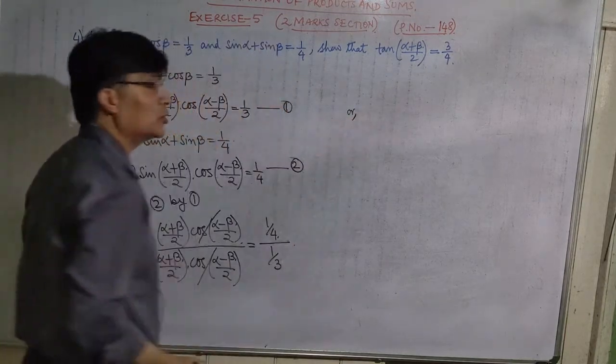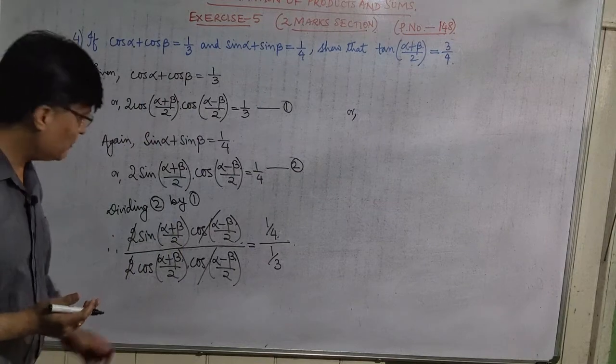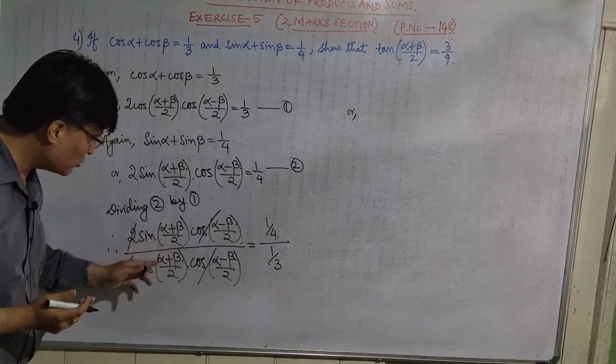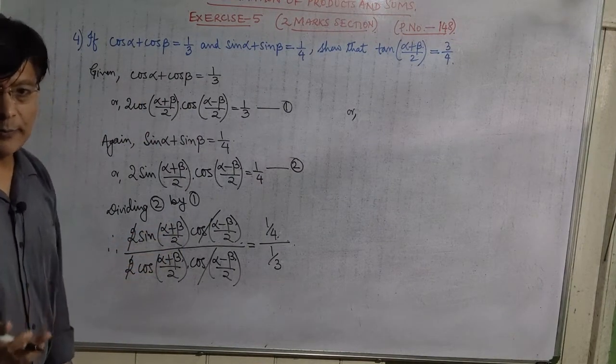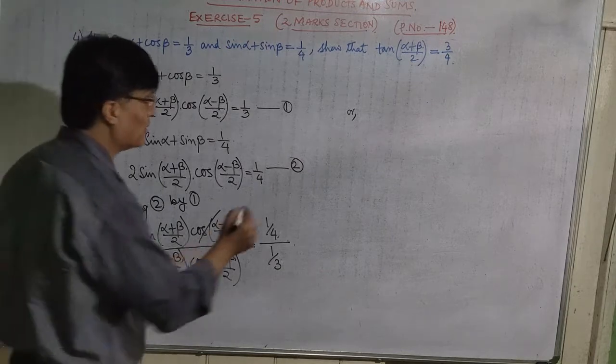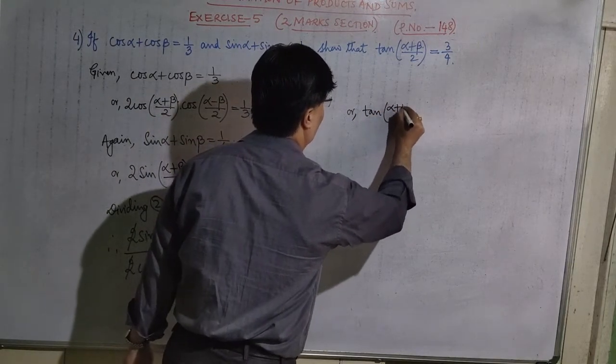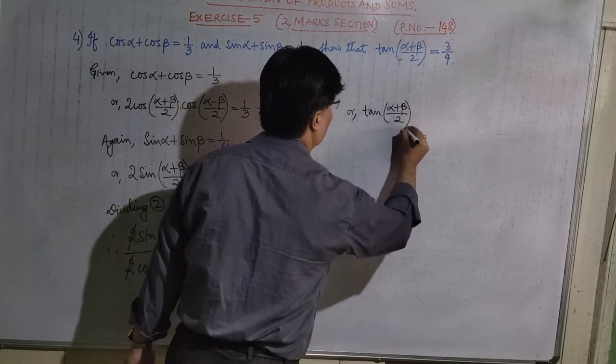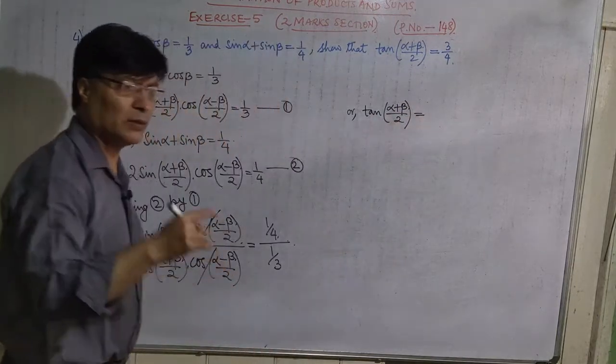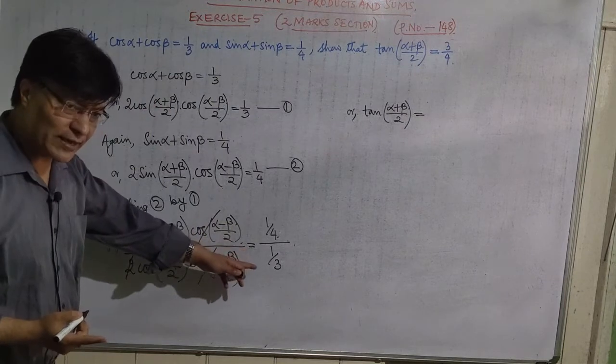So now what do we write in the next step? What is sin of (alpha plus beta) by 2 divided by cos of (alpha plus beta) by 2? That is your tan, right? So this is your tan of (alpha plus beta) by 2, which is equal to... now on the right hand side, let's simplify it.